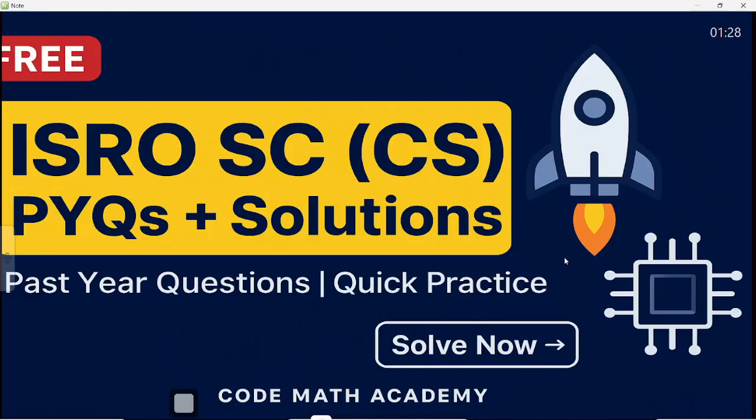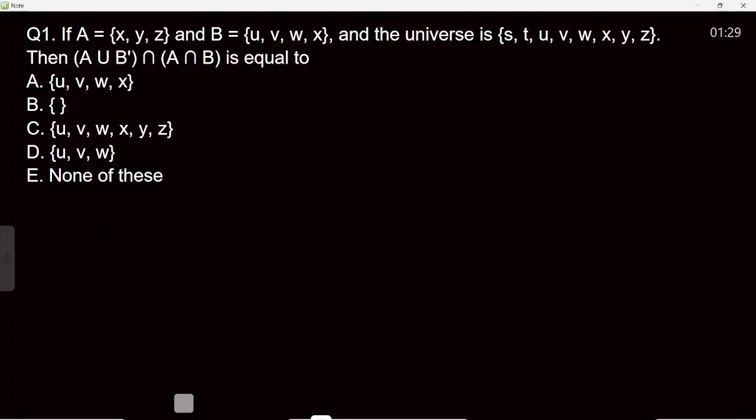So in this video, we will be solving the PYQs of ISRO scientist exam. This is the part 1 video in which we will be covering 30 plus questions, and by solving questions we will be understanding the concepts. So let's get started with question number 1. It is very much a basic question. It is based on the set theory.